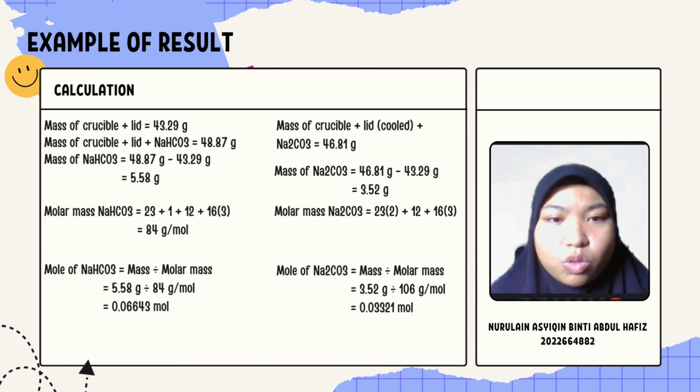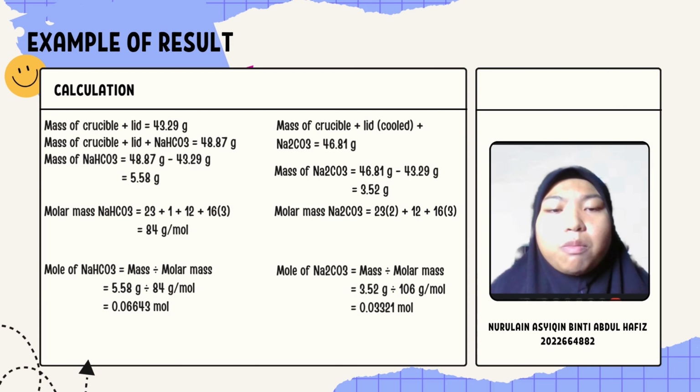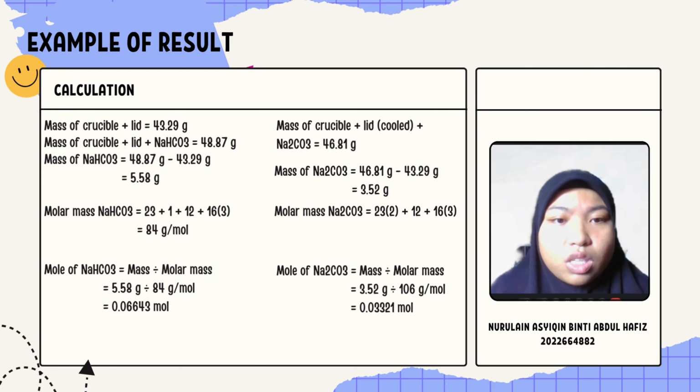So, to calculate the mole of NaHCO3, it is mass divided by the molar mass. The molar mass of NaHCO3 is 84 gram per mole. So 5.58 gram divided by 84 gram per mole, we will get 0.06643 mole.